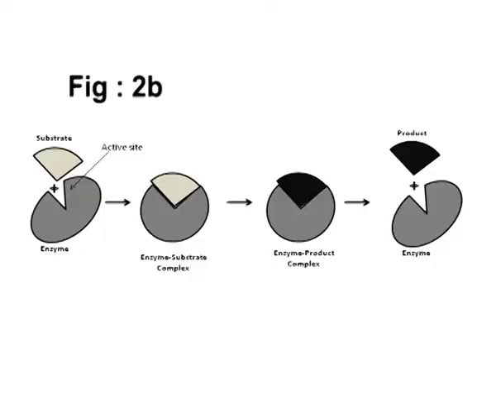In the case of Koshland's induced fit model, the formation of the enzyme-substrate complex is the result of the specific interaction between the substrate and a flexible active site of the enzyme. The binding of the substrate results in conformational changes in the enzyme, making it complementary to the substrate, as shown in figure 2b.